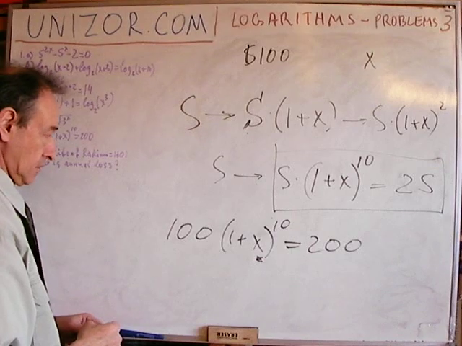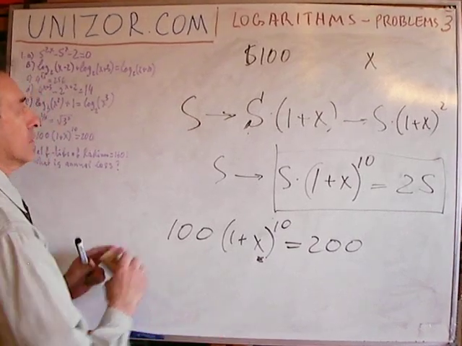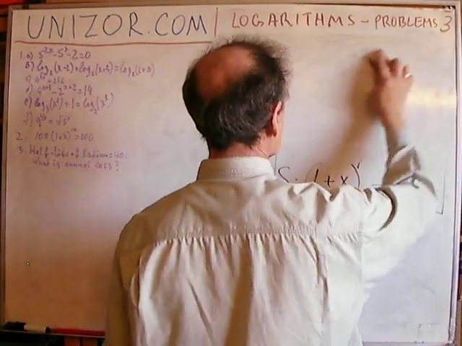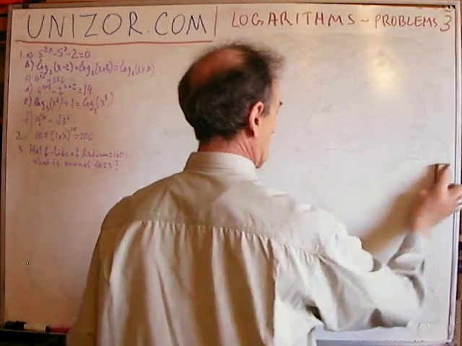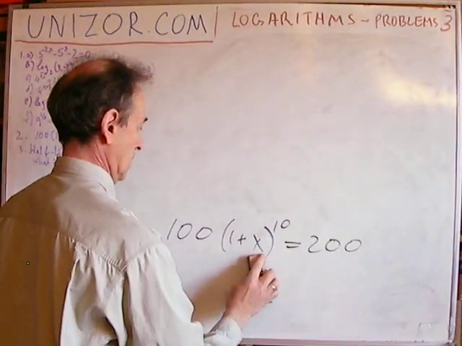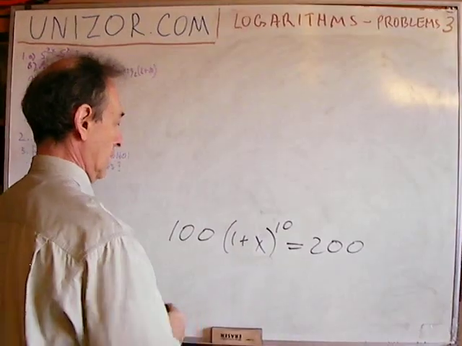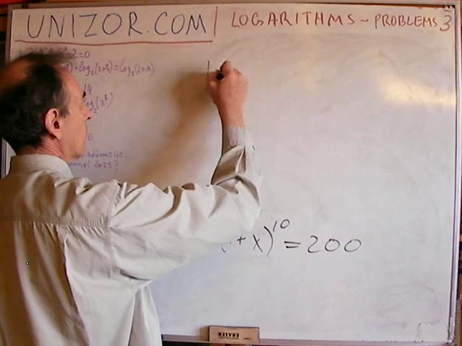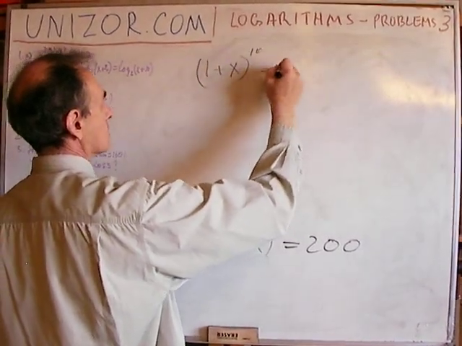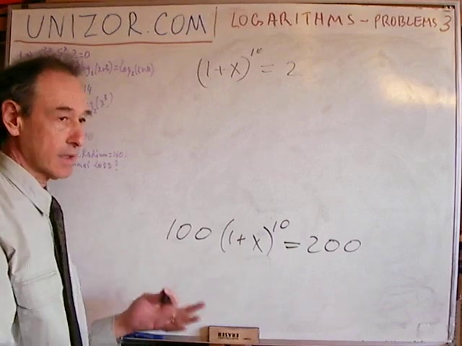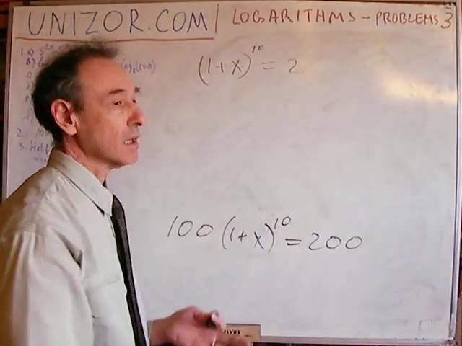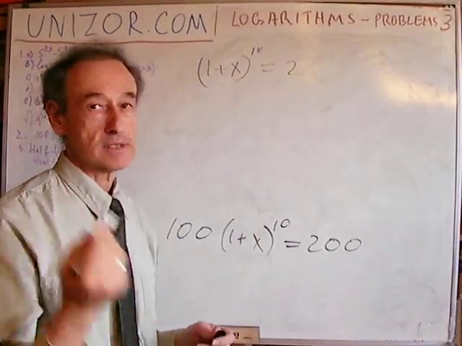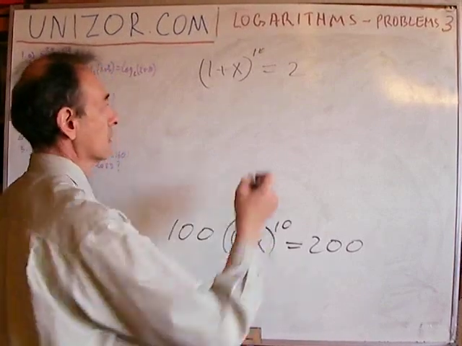Okay, how can I solve this equation? Using logarithms is easy. Well, obviously we should reduce it by 100. So I will have 1 plus x to the 10th degree is equal to 2. And what I can do now, I can take logarithm from both sides. Let's take logarithm by base 2, because then this part will be easier.